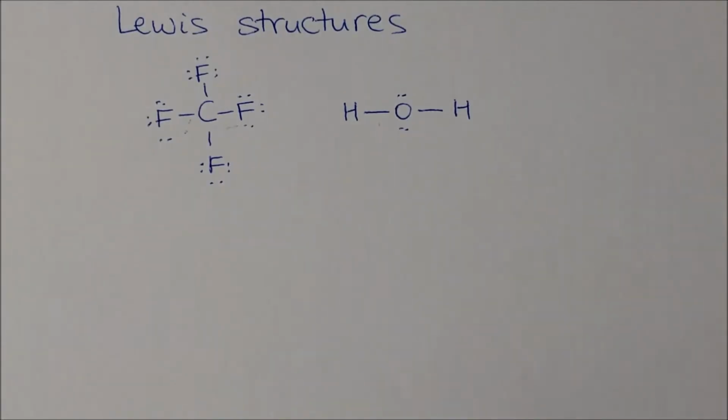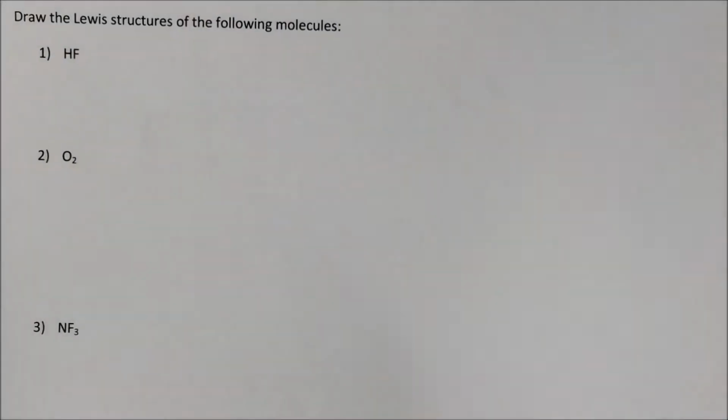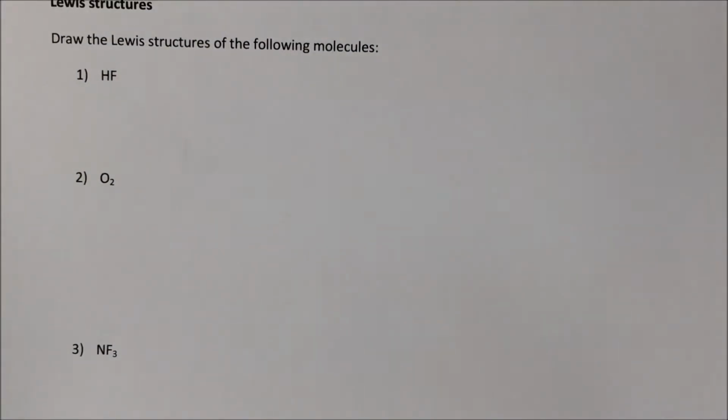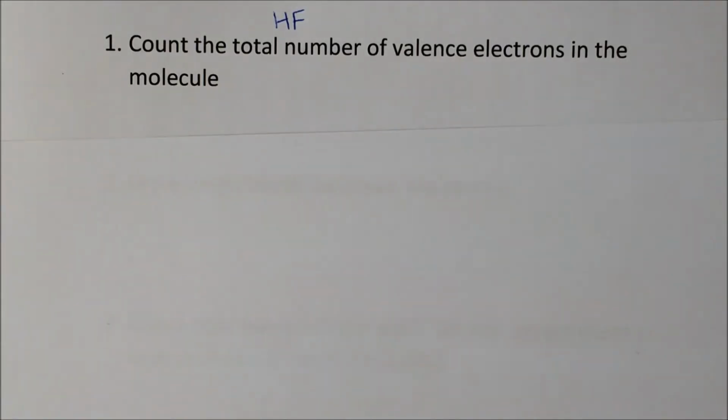In this video, we're going to go through the steps you should take to draw simple Lewis structures, going through a few specific examples. You can print out the worksheet which is attached to this video to help you go through the examples as we go along. The first Lewis structure that we're going to draw is hydrogen fluoride.